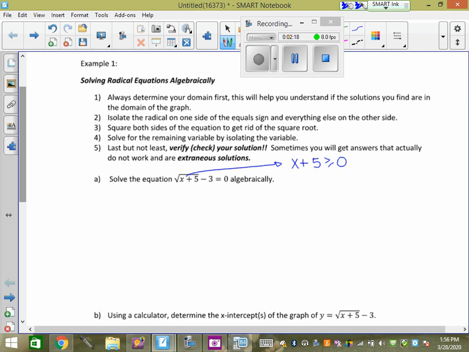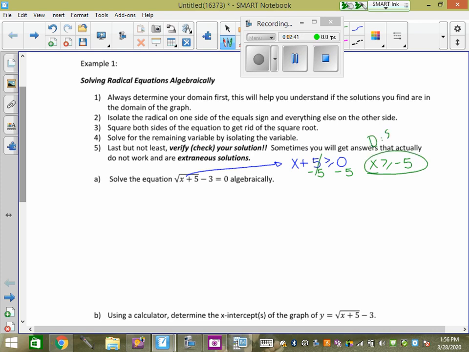Okay? It needs to be, because we can't have negatives under that square root symbol. You can't take the square root of a negative number. So when it's linear, it's easy because we can just set it greater than or equal to 0 to get our domain and then solve for x. So I subtract 5 from both sides and I get x is greater than or equal to negative 5. And there's my domain.